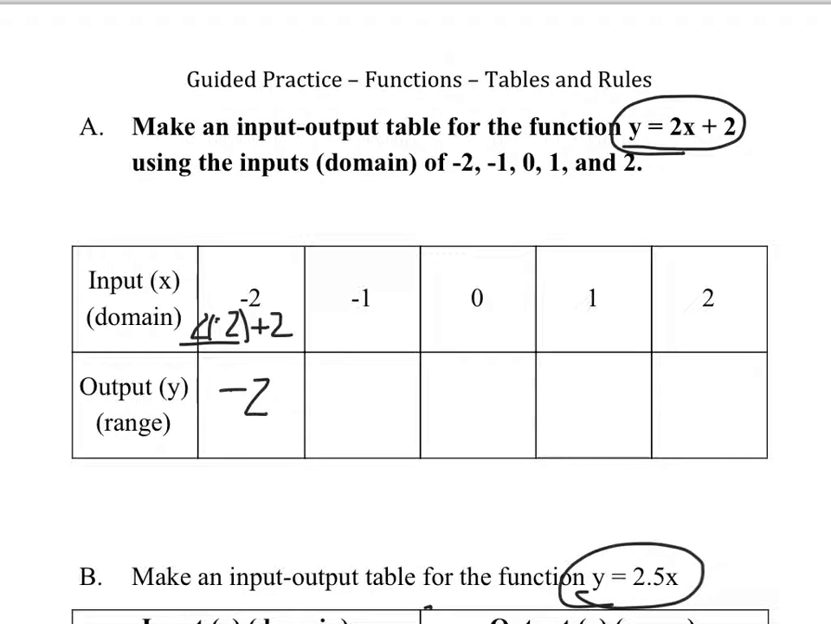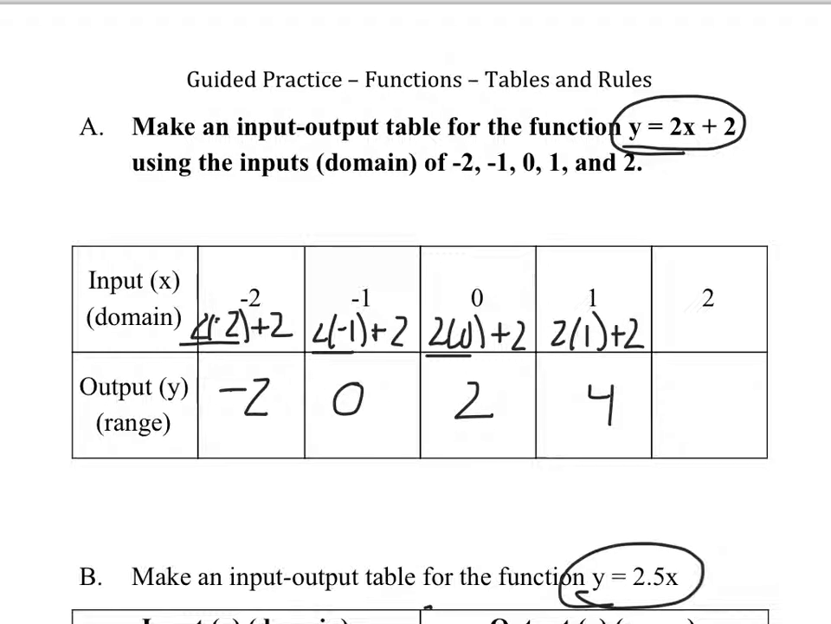For the next one, I replace x with negative 1, so I have 2 times negative 1 plus 2. 2 times negative 1 is negative 2. Negative 2 plus 2 is 0. And in the next one, I replace x with 0, so I have 2 times 0 plus 2. 2 times 0 is 0, plus 2 is 2. And then I replace x with 1, and 2 times 1 is 2, plus 2 is 4. And finally, x is replaced with 2, so 2 times 2 is 4, plus 2 is 6.